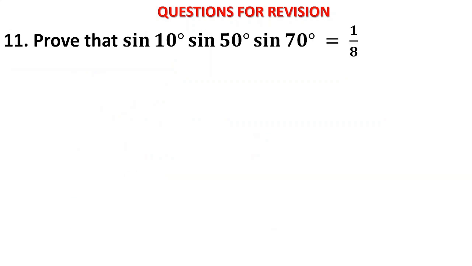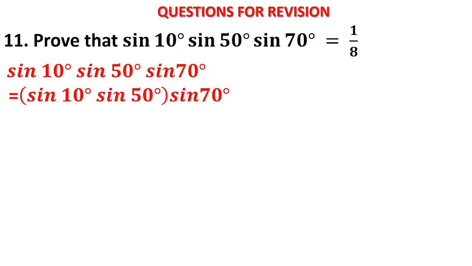Question number 11. Prove that sin 10 degrees, sin 50, sin 70 is equal to 1 by 8. Then in these types of problem, we have to use the formula expressing the product as the sum of trigonometric functions. Okay, let us now take the formula. For that, I am clubbing 10 and 50.